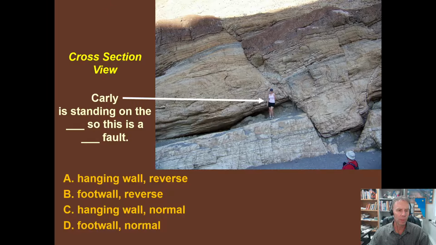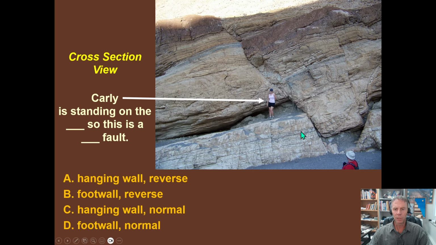Alrighty, so we have 2 blanks to fill in. We need to figure out if Carly's standing on the hanging wall or the foot wall. There's our fault. So let's put our pointer or our pencil right on the fault, drag it down, and that would put us in the foot wall. Or if you need to draw a little stick figure, their feet would be sitting on this side of the fault, which would be the foot wall. So Carly is clearly standing on the foot wall side of the fault.